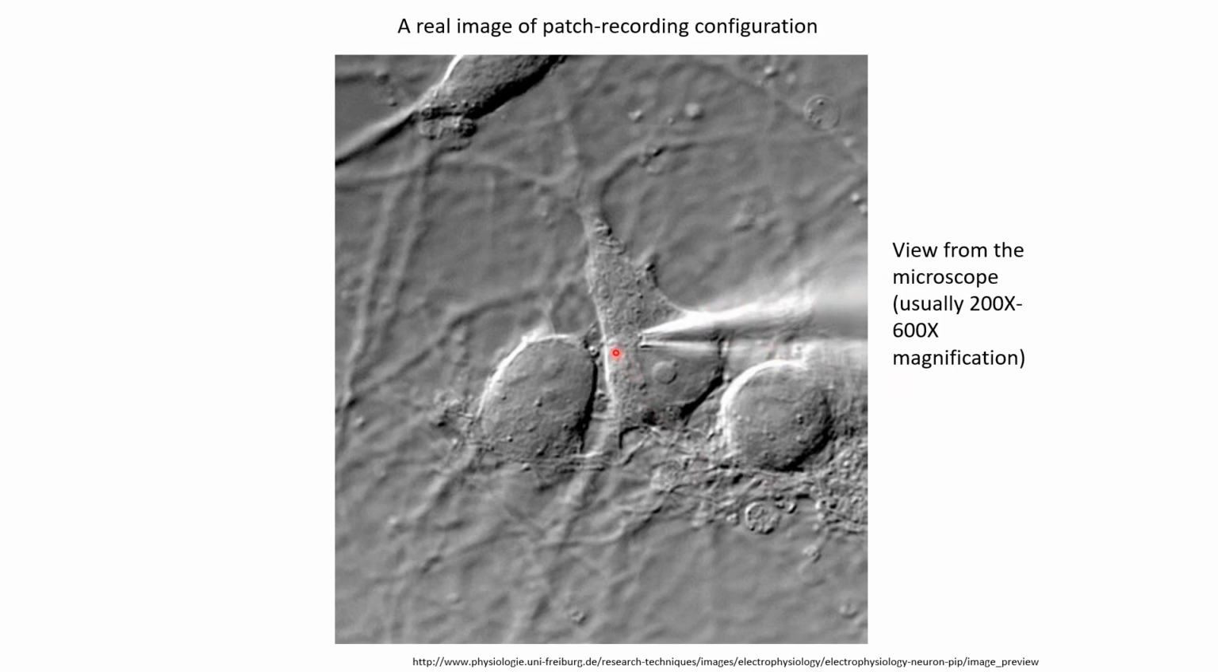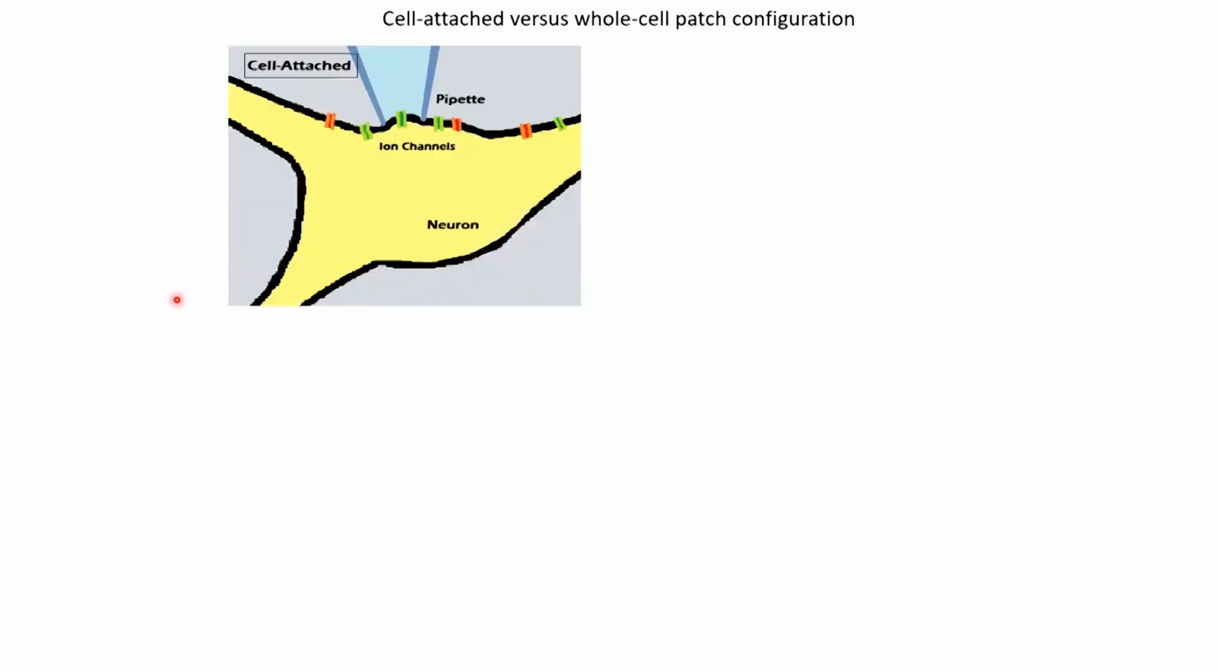Now this tip size is about a micron here, and this size may still contain many ion channels within that region. So if you want to record from a single ion channel, you probably want to have an even smaller tip size. The patch recording can be performed in various configurations.